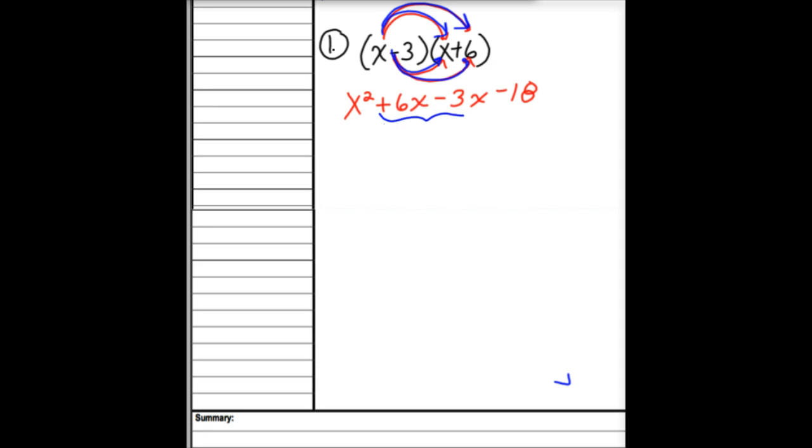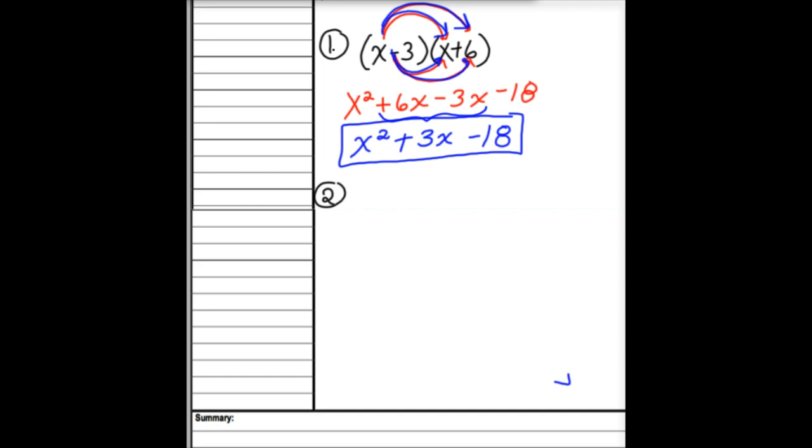These then are considered like terms, so I'm going to combine them. I would end up with x squared plus 3x's, because I've got 6 of them going down 3, minus 18. I put it in a box, and I consider it done. So we'll just do 2 more of those and call it a day. FOILing is usually a pretty doable process for most kids.